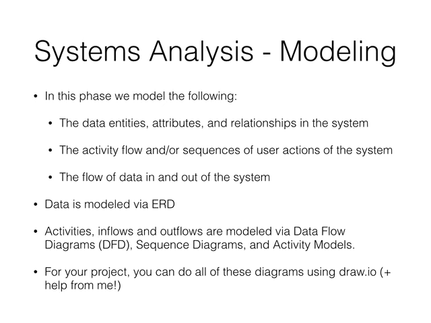So data is modeled using an entity relationship diagram. Activities, inflows, outflows, things like that are modeled via a data flow diagram, a sequence diagram, or an activity model. And so for your project, you can do all these using Draw.io, a tool I showed you before. And you also have to determine which ones are important for your project. I would contest that probably all of them are very important because they all show different dimensions of what your project is going to be.